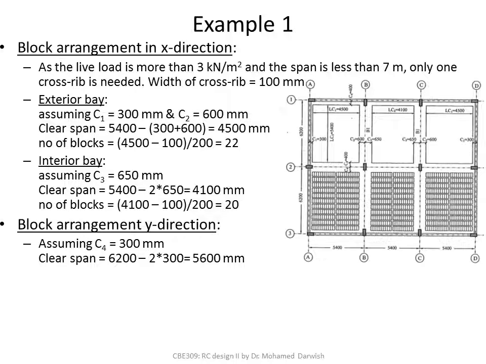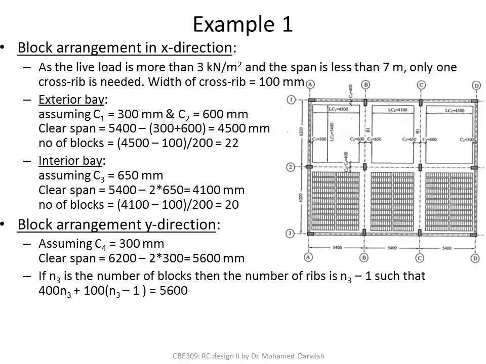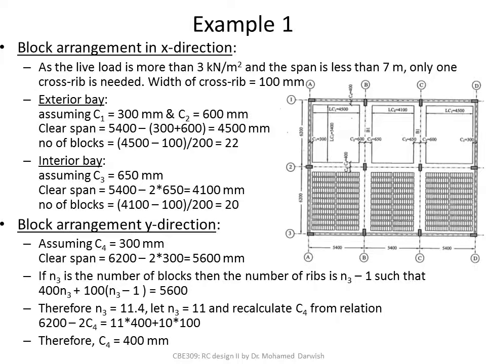The block arrangement in the y direction is very similar. So similarly, you will assume the C4, which is 300. So now the clear span is 6200 minus 2 times 300, which is equal to 5600 millimeters. If N3 is the number of blocks, then the number of ribs is N3 minus 1, such that 400 N3 plus 100 times N3 minus 1 is equal to 5600. Therefore, N3 will be 11.4.